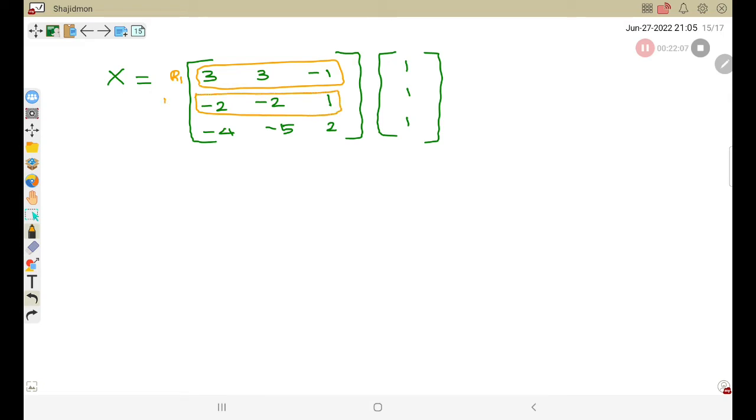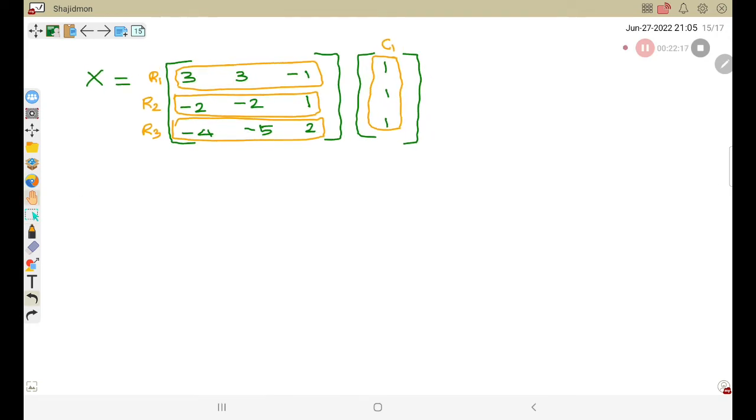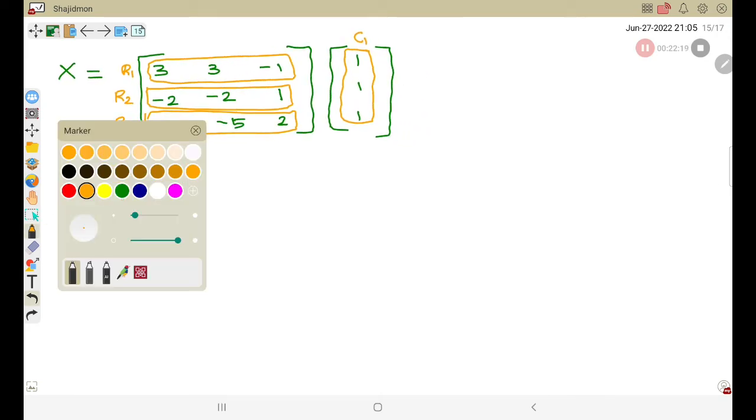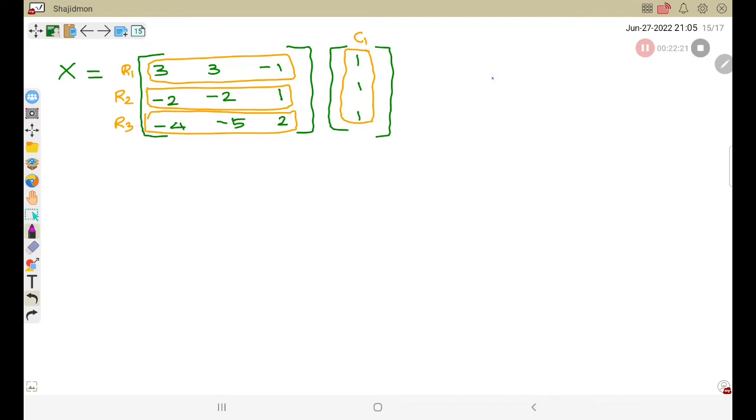This is row number 2. This is row number 3. These rows we need to multiply with column number 1. Correct? So first we are doing row number 1 with column number 1.